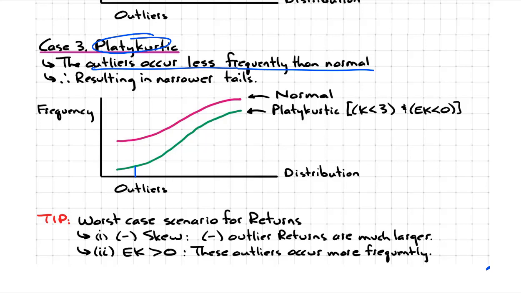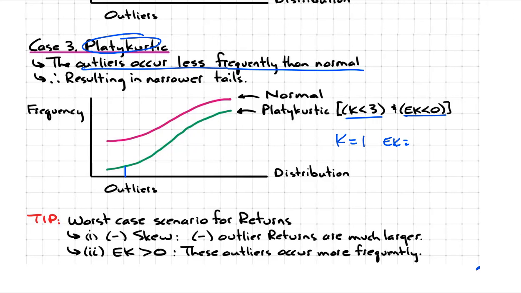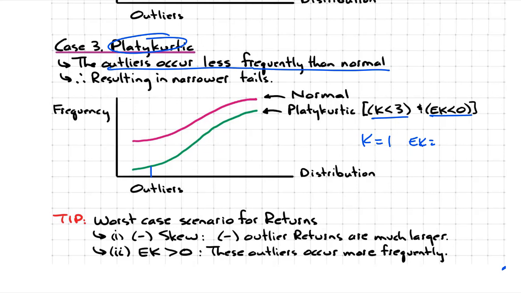And if it is indeed platykurtic, the kurtosis would be less than 3, and therefore excess kurtosis would be less than 0. So with platykurtic, let's just say the kurtosis is equal to 1. Excess kurtosis would be 1 minus 3, and therefore it'd be negative 2.